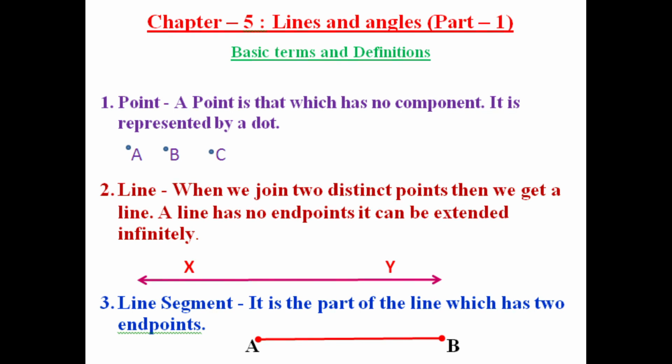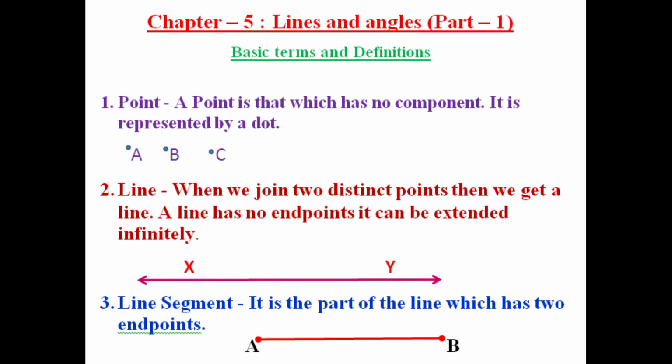Next come to line segment. It is the part of the line which has two endpoints. You see the diagram. A is the starting point, B the ending point. Or you keep just two points, then you join them and you will get a line segment. This is nothing but a part of the line.